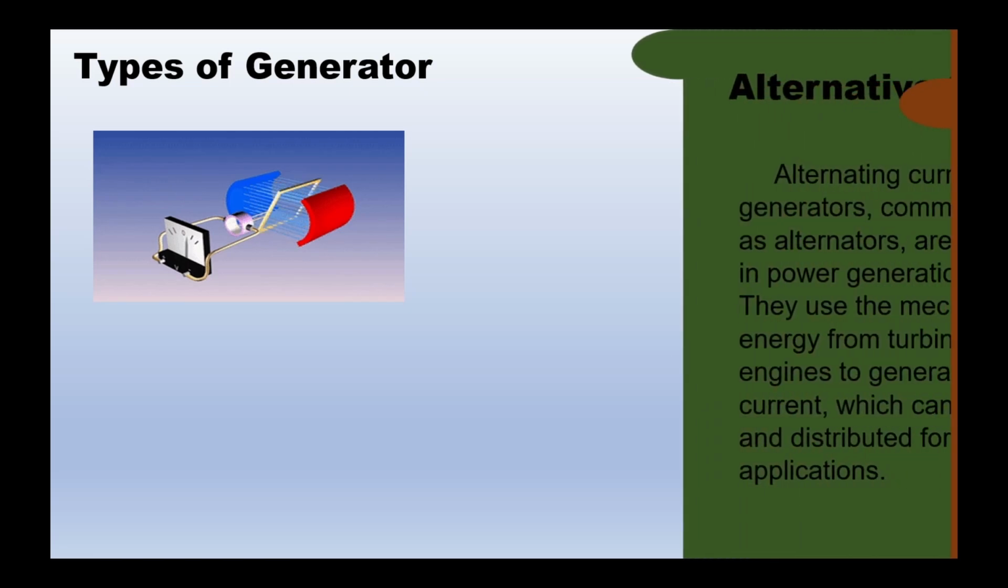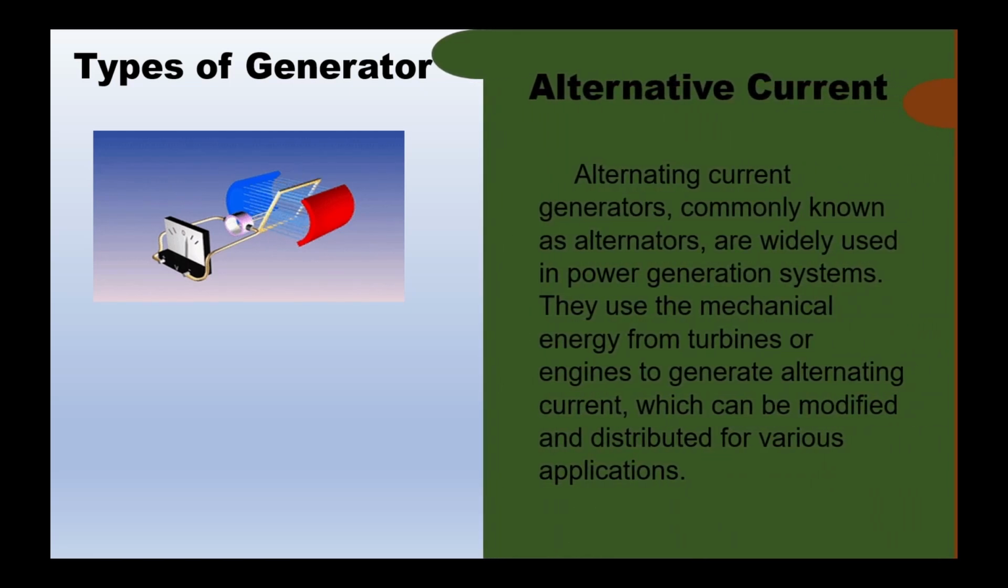If the direction of the current changes after every half rotation, this type of generator is called AC or alternating current. Alternating current generators, commonly known as alternators, are widely used in power generation systems. They use the mechanical energy from turbines or engines to generate alternating current, which can be modified and distributed for various applications.